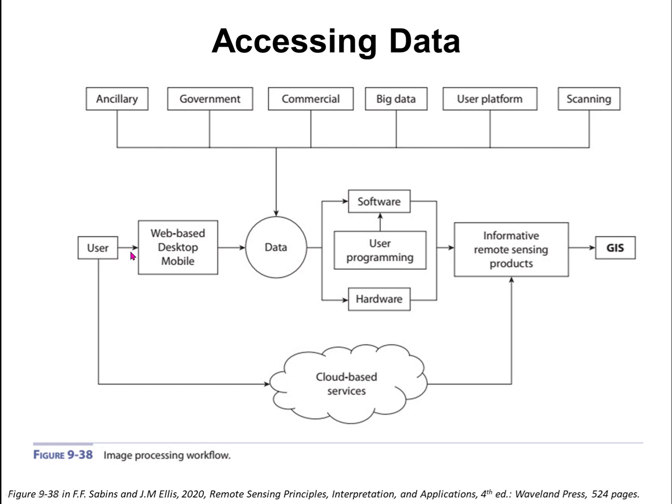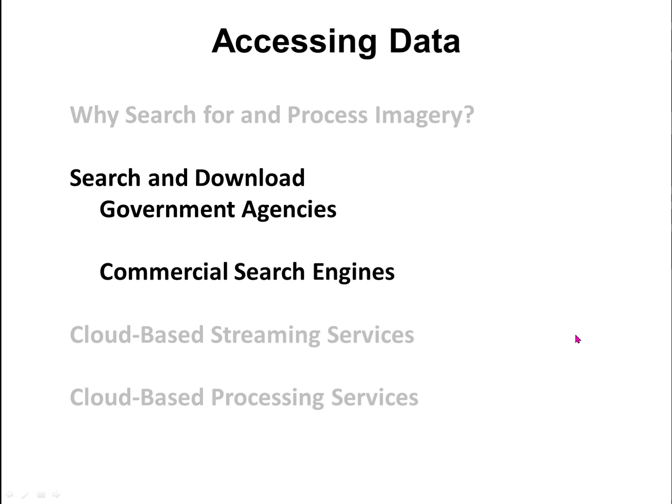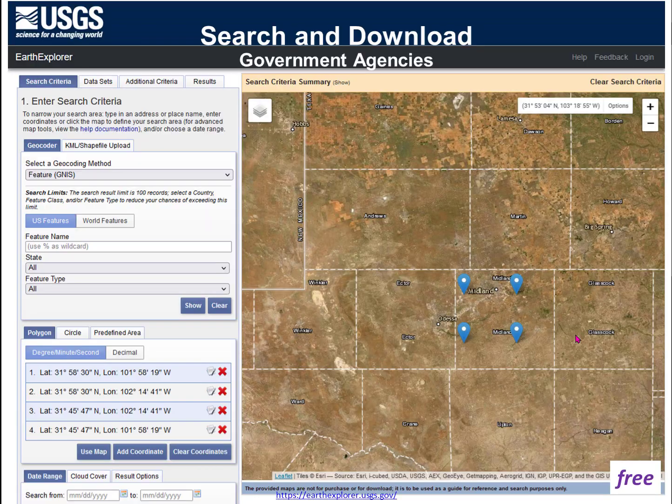You can do web-based subscription software, desktop software, mobile, and you choose what kind of software you want, the hardware that you can afford. If you're good, you can program and make things way more efficient. And the objective is to build informative remote sensing products. And all of these always have to go into a GIS to be useful. But now you can also do the searches and do the processing with cloud-based services that come back and provide those products to you. So let's first search and download from government agencies and commercial search engines.